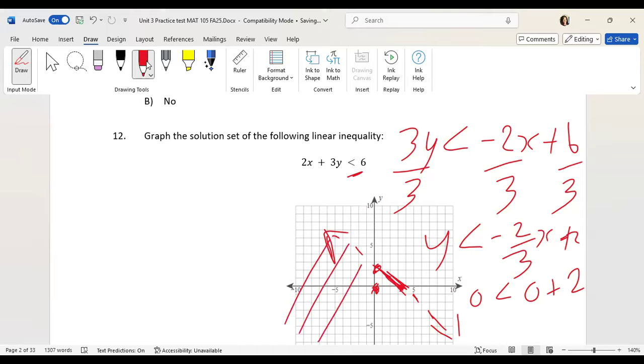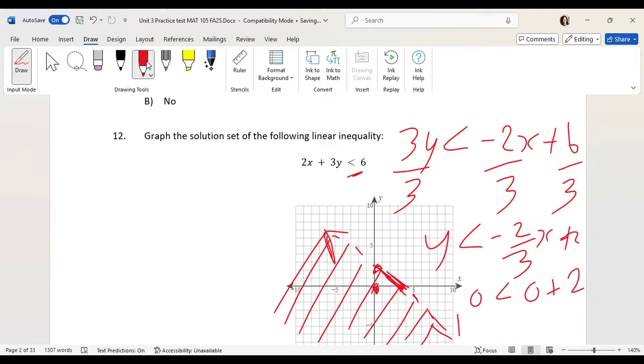Whenever we are told to graph, then we can shade the solution region. So the solution region is the half plane below the dotted line. The solution region is the half plane below the dotted line, y is less than negative 2 over 3x plus 2. Any question? All right, so we did that.